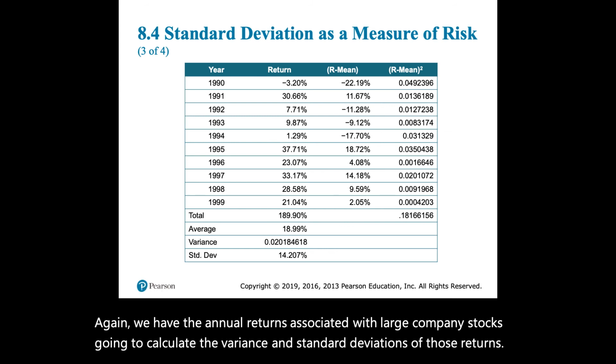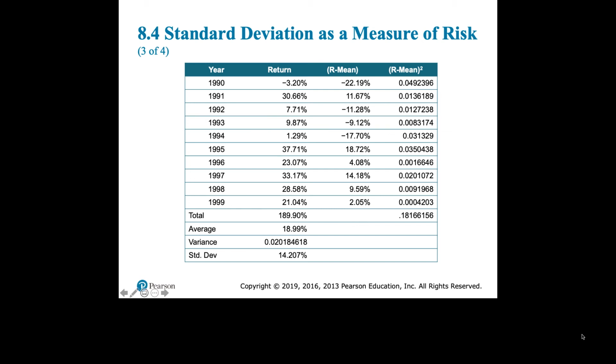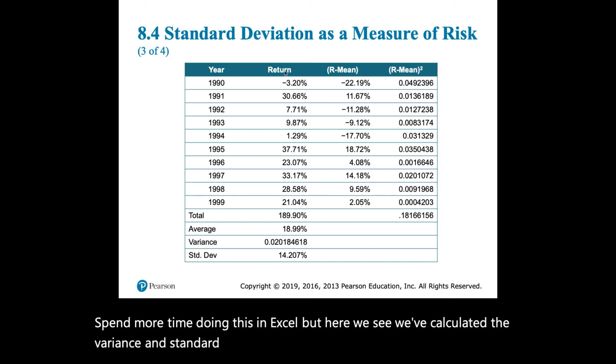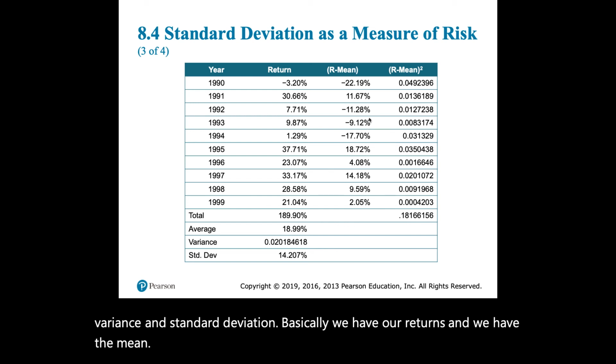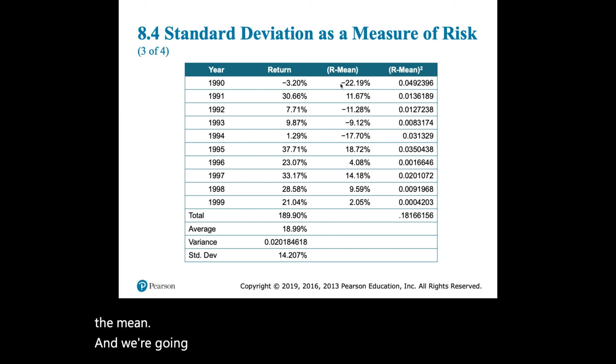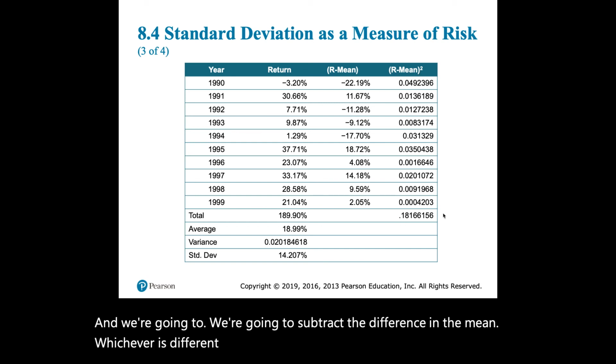Again, we'll spend more time doing this in Excel, but here we see we've calculated the variance and the standard deviation. Basically, we have our returns and we have the mean, and we subtract the mean from each return and square the difference. We sum that up, and then use these formulas here to get the variance and the standard deviation.